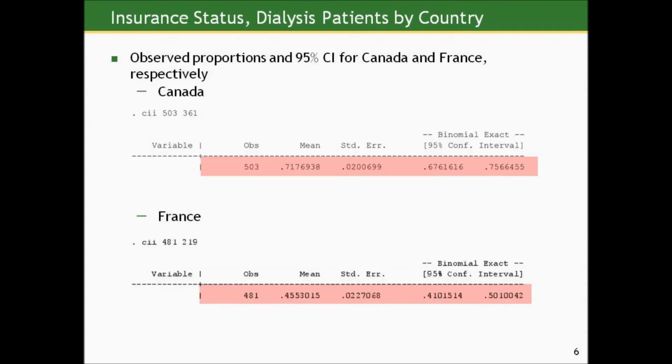Well, here are the observed proportions and 95% confidence intervals for the proportion of such patients with national insurance in Canada and France, respectively. So in Canada, roughly 72% of the dialysis patients in the sample had national health insurance. And when we account for sampling variability, the confidence interval ranges from nearly 68% to 76%. Compare that to France, where 46% of the sample had national insurance, and after accounting for sampling variability, we estimate that the true proportion could be 41 to 50%. So again, these confidence intervals don't overlap, indicating that there's likely a difference at the population level, even after accounting for errors in our sample.